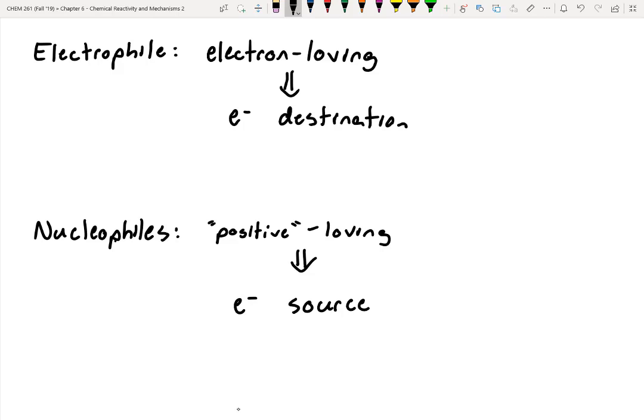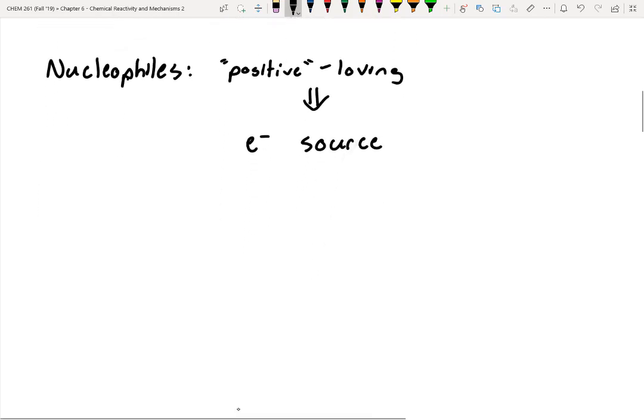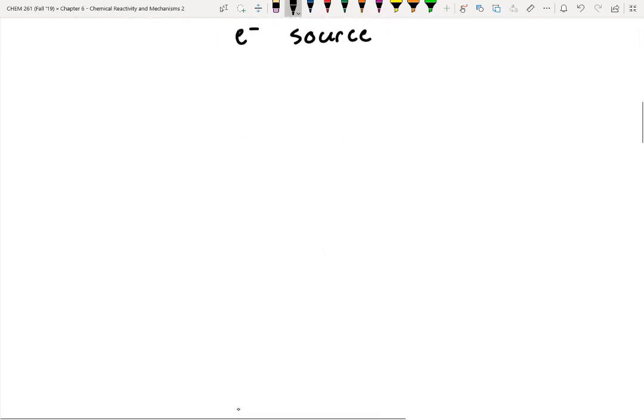So throughout the year, we'll be talking about this. Try to use that root system. Electrophile means electron loving, nucleophile means positive loving. So let's try to narrow this down into more concrete examples.